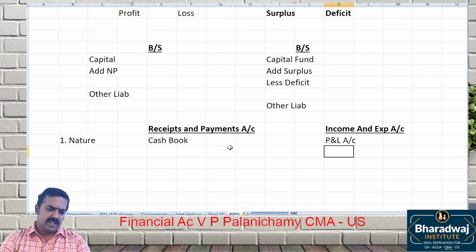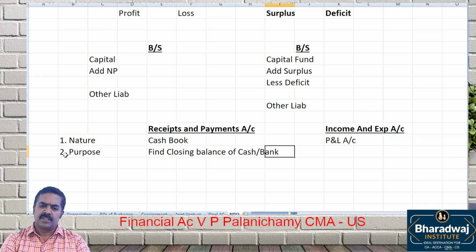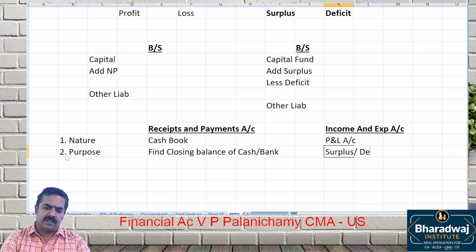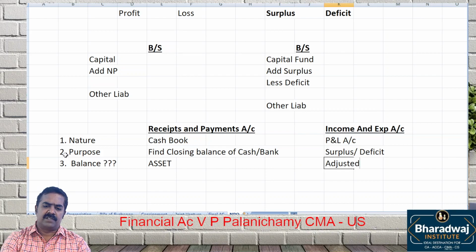P&L. And what is the purpose? Purpose is to find which one? Closing balance of cash or bank. The purpose of income and expenditure account is to find out surplus or which one? Deficit. Number three, the balance. Where do we transfer? We record it as an asset. Income and expenditure account balance is adjusted with capital. Adjusted with which one? Capital fund.